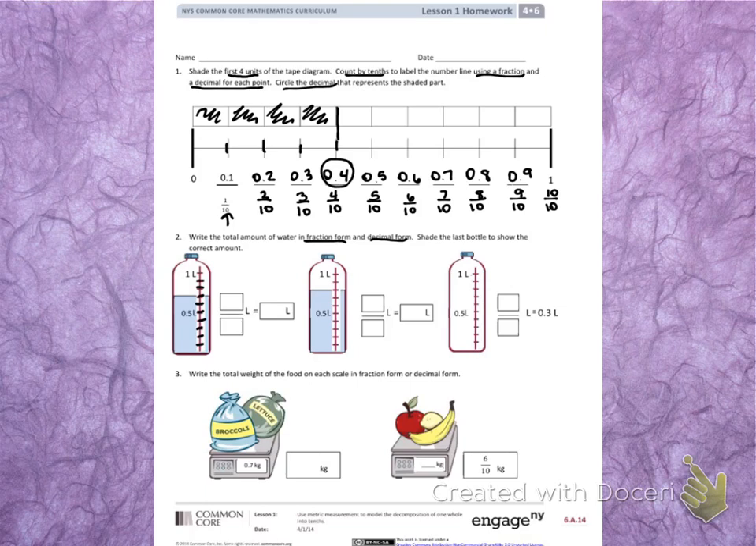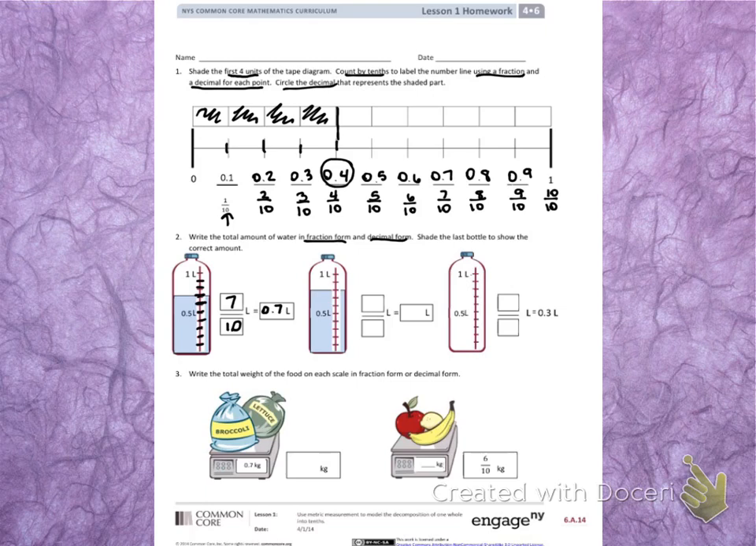So if I start counting from my 5/10, I can see that this is going to be 6/10 and 7/10. So the way we write that is it's 7 out of 10. And the way we write that as a decimal, because it wants fraction and decimal form, is 0.7. We read that as 7/10.